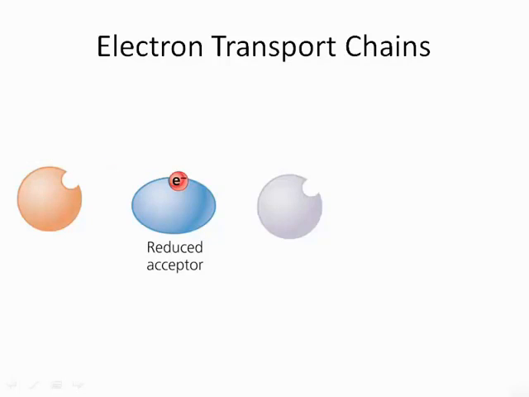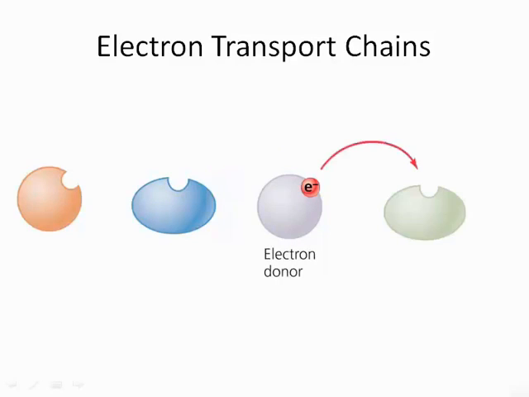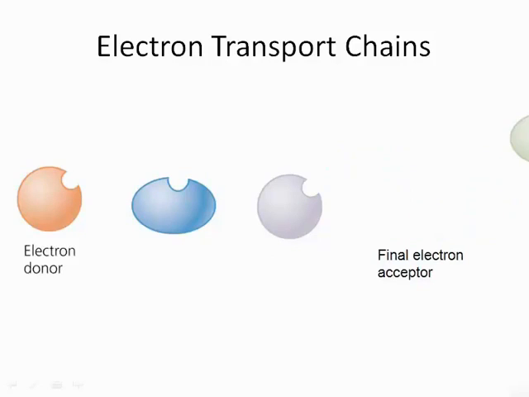Electron transport chains are redox reactions occurring one after another. Each reduced acceptor becomes in turn a donor, and the electron is passed down the chain from one molecule to the next. The process ends when the electron is passed to a final acceptor, which keeps the electron. A reduced final acceptor must be replaced before the process can continue.